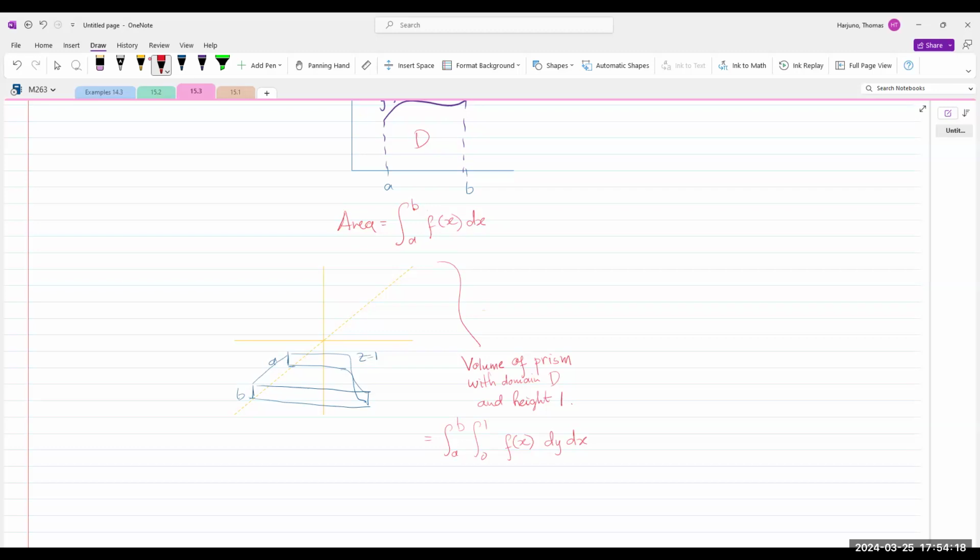Notice that I can go on further and make it as follows. This is the integral from A to B, integral from 0 to f(x) dy dx. Is it right? And notice that you can say the height 1 is here. This is the height 1.